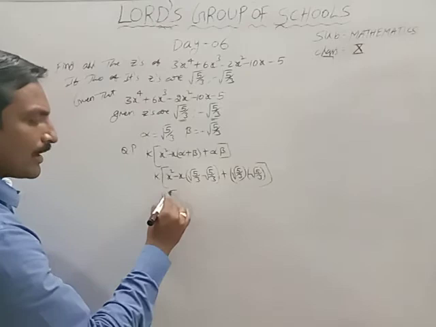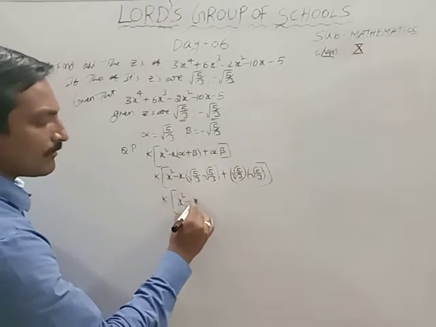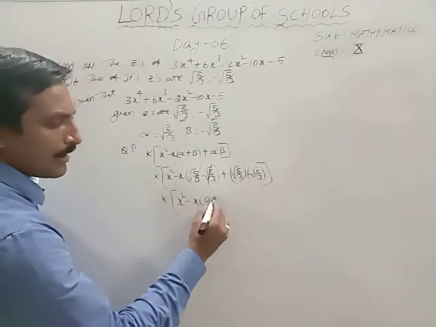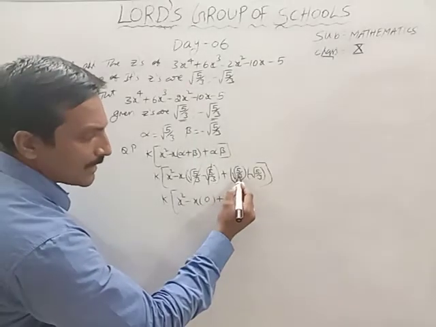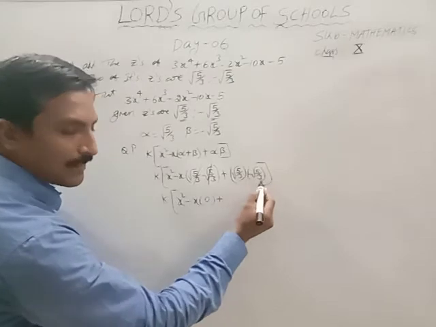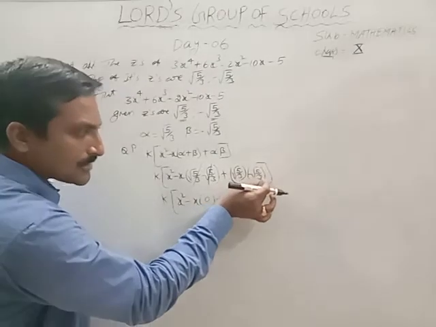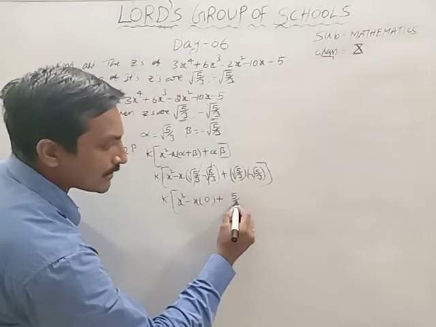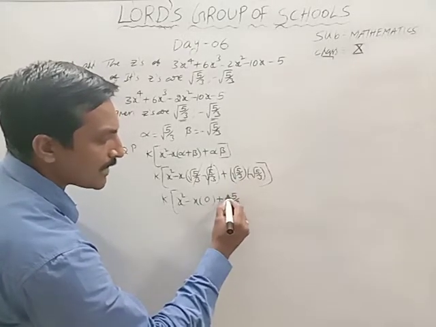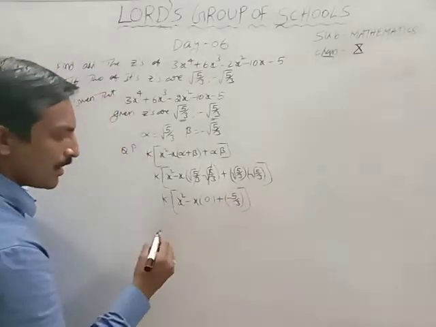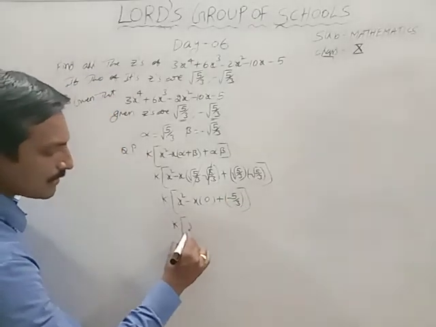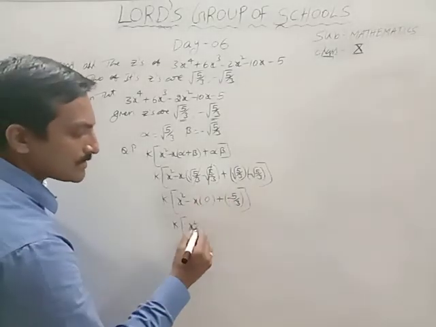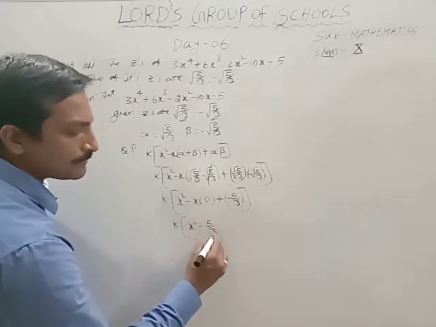Now k of x square minus, the same terms x of one positive and one negative will be cancelled, you will get 0 plus root 5 by 3 minus root 5 by 3. The root values are the same, both roots are present. Without root you have to write 5 by 3, plus into minus, minus 5 by 3. Now k of x square minus x into 0, 0, plus into minus, minus 5 by 3.